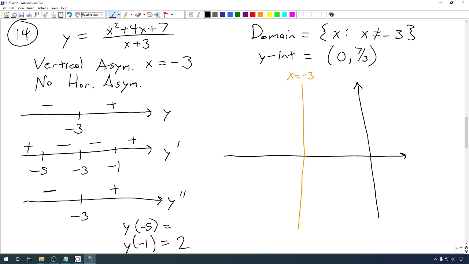For -5, it's a little bit more work. We have a 25 minus 20 plus 7, so 5 plus 7 on top, or just a 12. On the bottom, we have -5 plus 3, which is a -2. So we're going to take 12 divided by -2. In other words, we're going to get a -6. So I'm going to have on here some points. At -1, I'm going to have a value of 2. At -5, I'm going to have a value of -6.